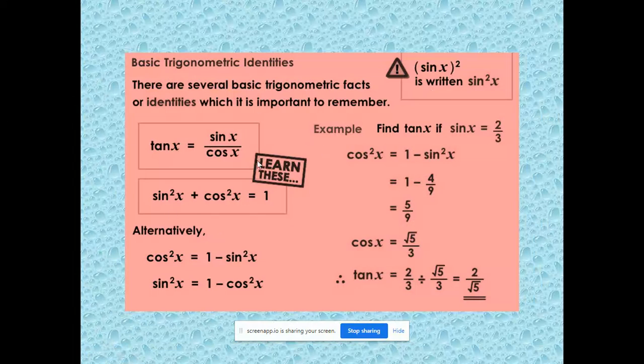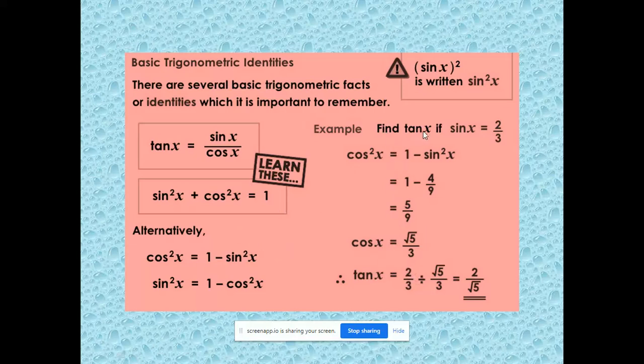So here what we have to learn is that there are several basic trigonometric facts or identities which it is important to remember. The tan x is equal to sin x by cos x. And the first Pythagorean trigonometric identity is sin square x plus cos square x is equal to 1. Alternately, cos square x is equal to 1 minus sin square x. Sin square x is equal to 1 minus cos square x. And moreover, sin x whole square can be written as sin square x. By using all these identities, we can find the other trigonometric ratios also.